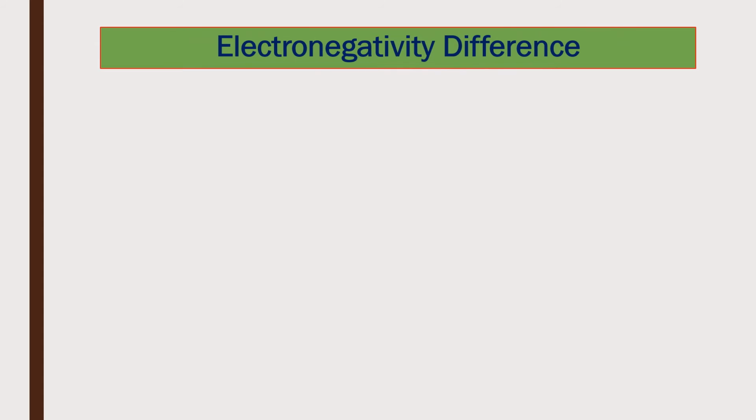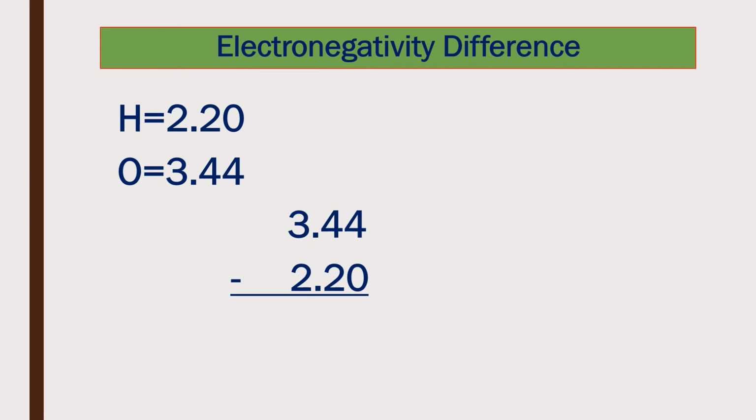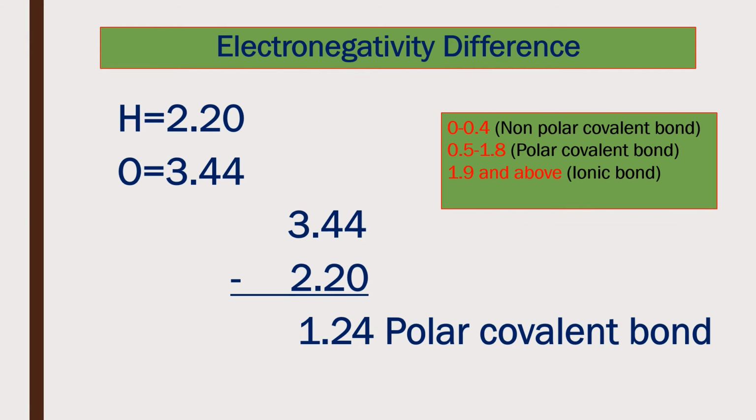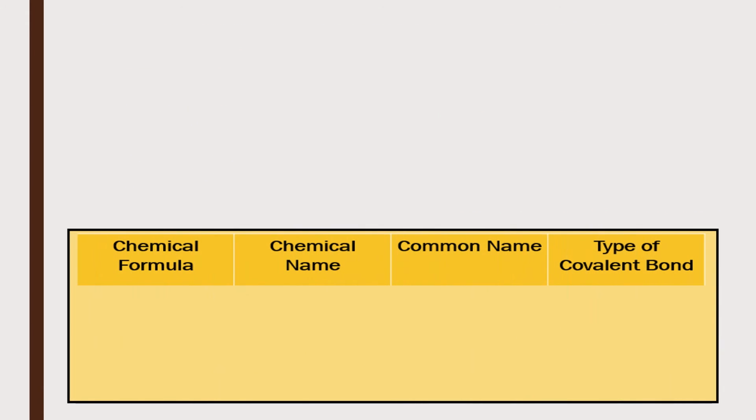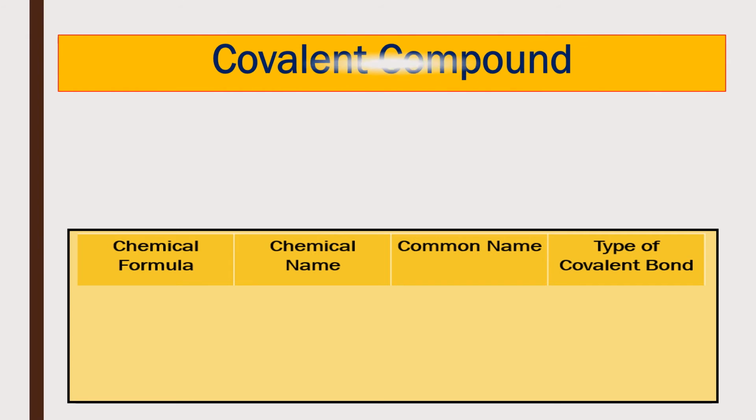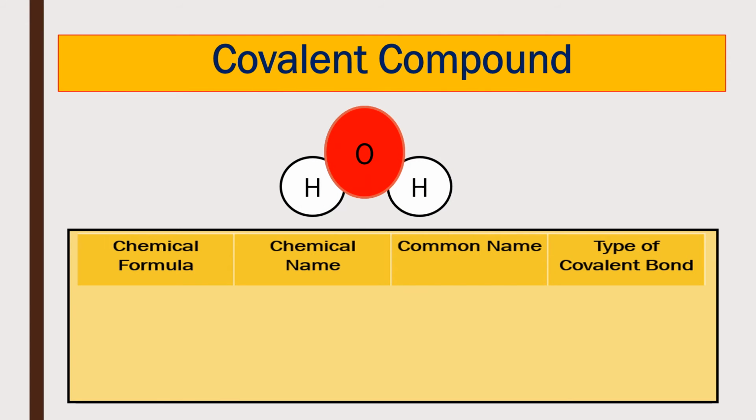The electronegativity difference of hydrogen and oxygen is 1.24, which is under polar covalent bond. Covalent compound: water, or H2O.